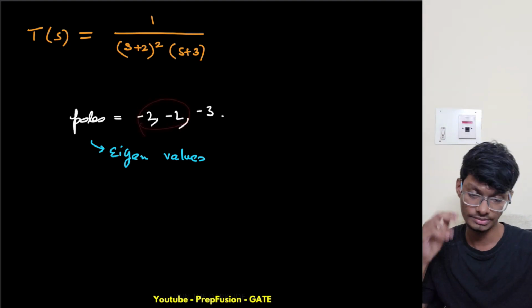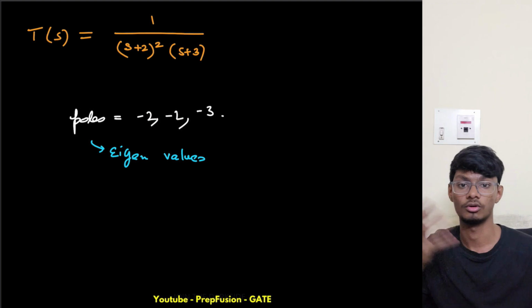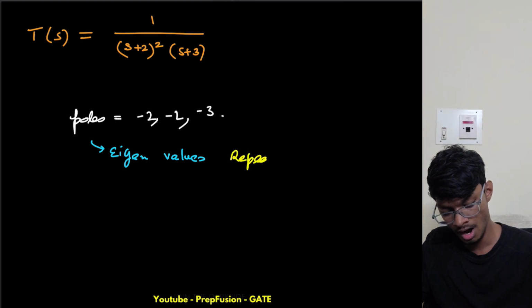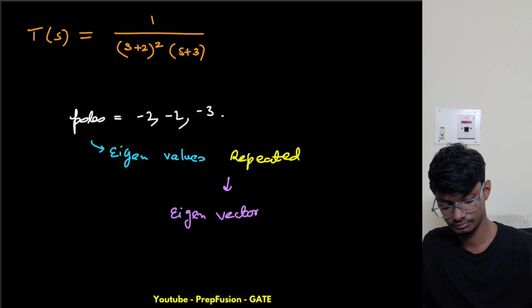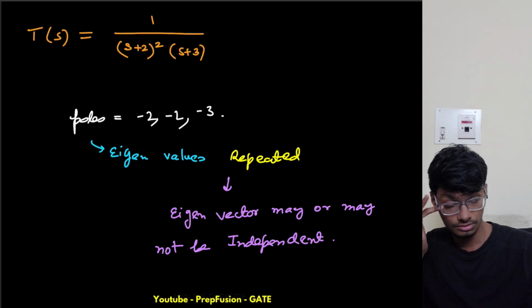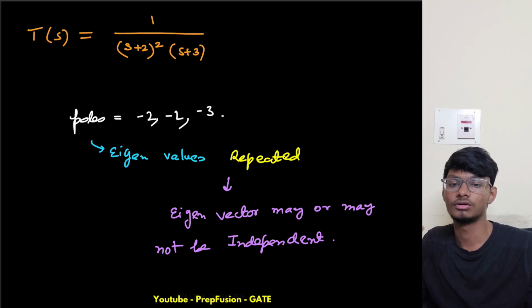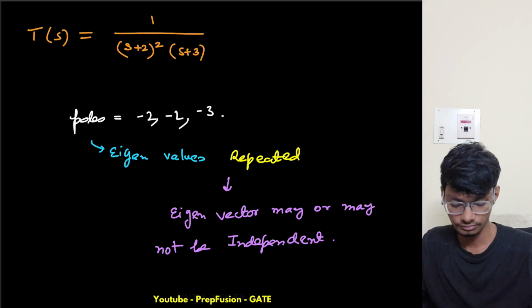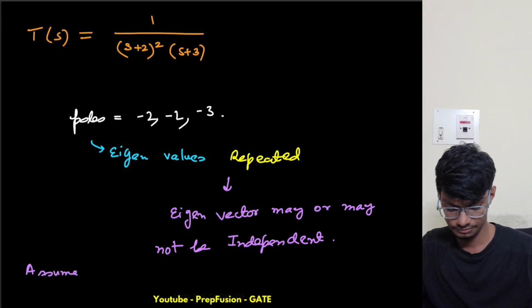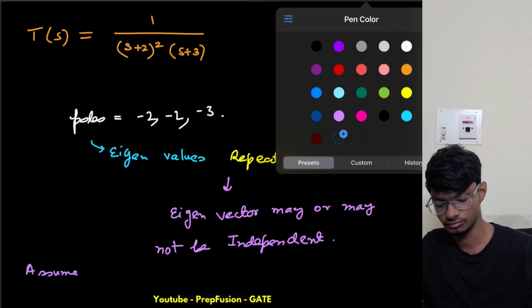So what does this mean? This means the eigenvalues are repeated, and then the eigenvectors may or may not be independent, right? So this is about the eigenvectors. Now what we'll do is assume that they are not independent and solve accordingly. And if they are independent, then that won't be an issue, because finding eigenvectors will be a hectic task.